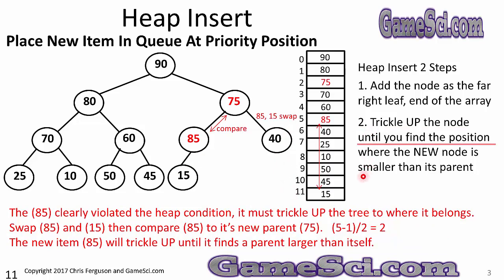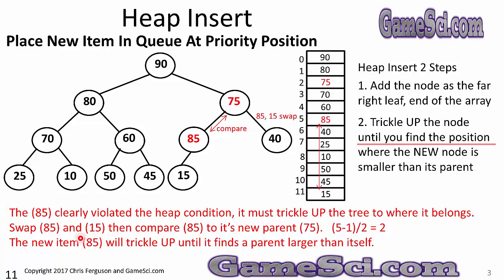We're still doing the trickle up here. 85 and 15 just swapped positions. 85 has to be the parent of 15. Now we need to compare the new item to its parent. The 85 clearly violates the heap condition. It must trickle up the tree to where it belongs.